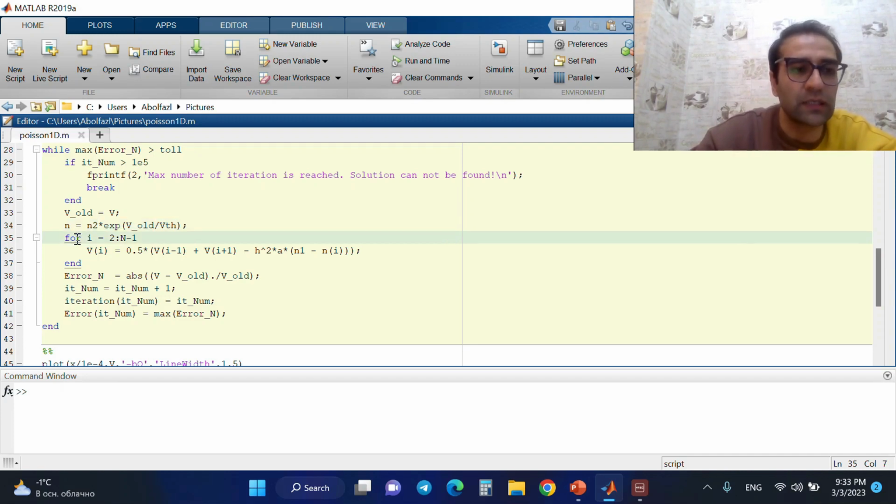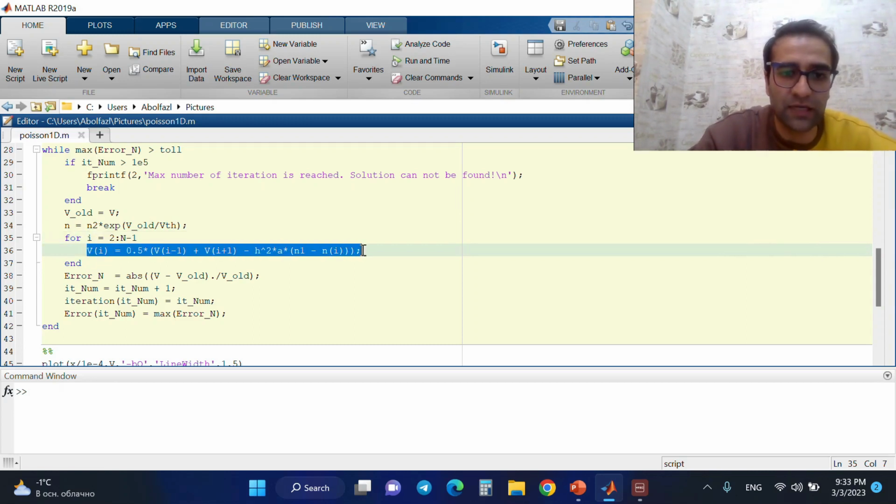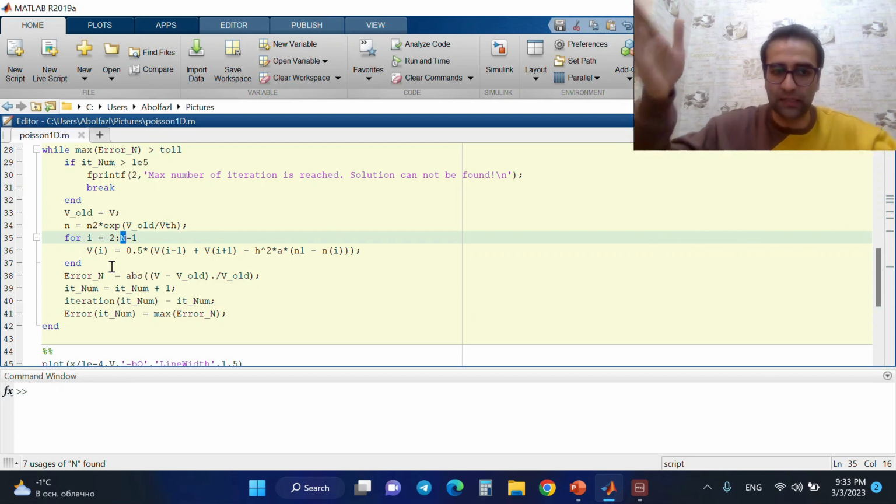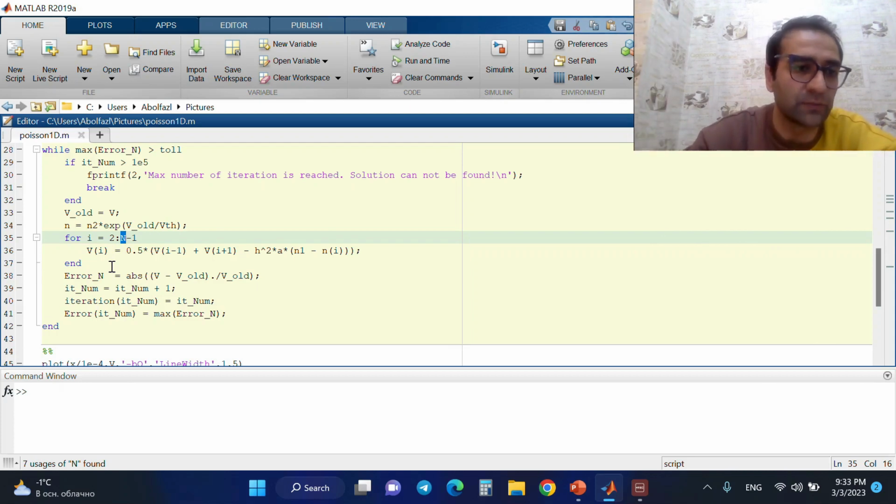Then I say that, okay, we need to solve the Poisson equation grid by grid. This is the same equation that we derived in the slide. If you see, this is one half multiplied by v(i-1) plus v(i+1) minus h squared multiplied by q multiplied by (n1 minus ni). And we need to change i from 2 until n minus 1. Why? As I mentioned, we know v1 and vn. What we do not know is the value of the potential in the inner grids, not at the outer grids or at the grids associated to the boundary value.